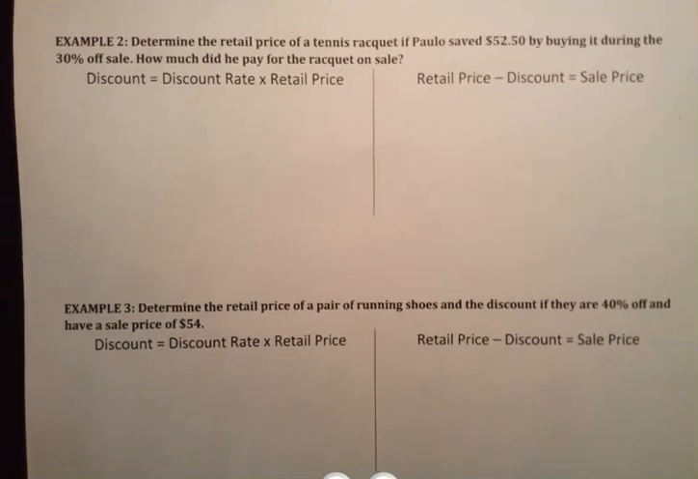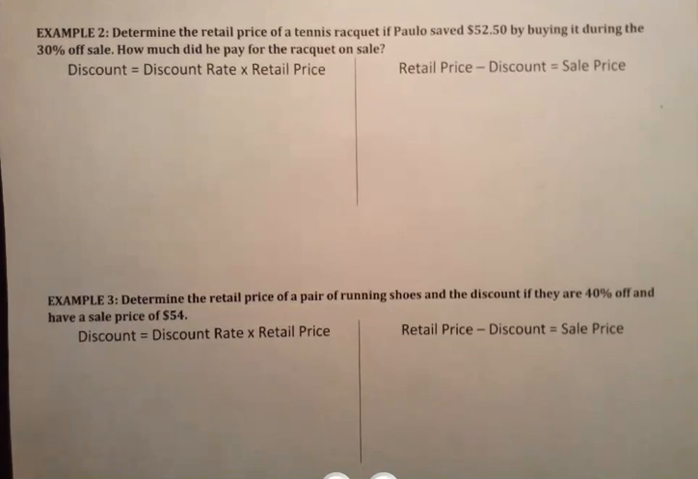Let's flip over and look at the back side. Example 2 says determine the retail price of a tennis racket if Paulo saved, so he saved, so we're looking for discount. That's why I've chosen discount over here. So he saved $52.50 by buying it during the 30% off sale. How much did he pay for the racket on sale? So we have to determine the retail price if Paulo saved $52.50 by buying it during the 30% off sale, and how much he paid for the racket on sale. We're doing two different things here.